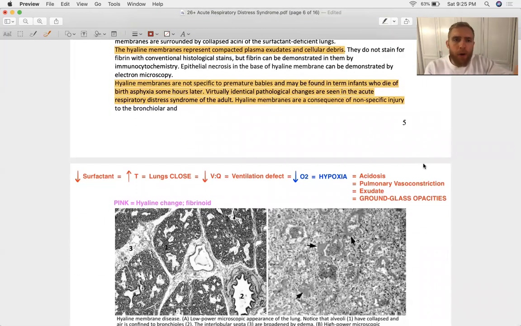So the hyaline membranes, back to the text, represent exudate. Proteins going through a leaky endothelium. Why is it leaky? Hypoxia. Why is it hypoxic? VQ mismatch. Well, why is there no ventilation? Airway collapse. Why is there airway collapse? No surfactant. That's it. And this hyaline change is the same exact change we're going to see in the second half of this SDL with ARDS, adult respiratory distress.